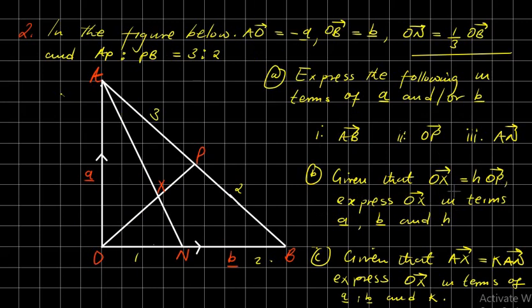B is saying, given that OX is equal to h of vector OP, express the vector OX in terms of the vector A, the vector B, and h. So here, what are we going to do? Where is OX? OX is here. We are going to X, then they are saying OX is equal to h of the vector OP, right there. So the answer that we got here is coming into play.